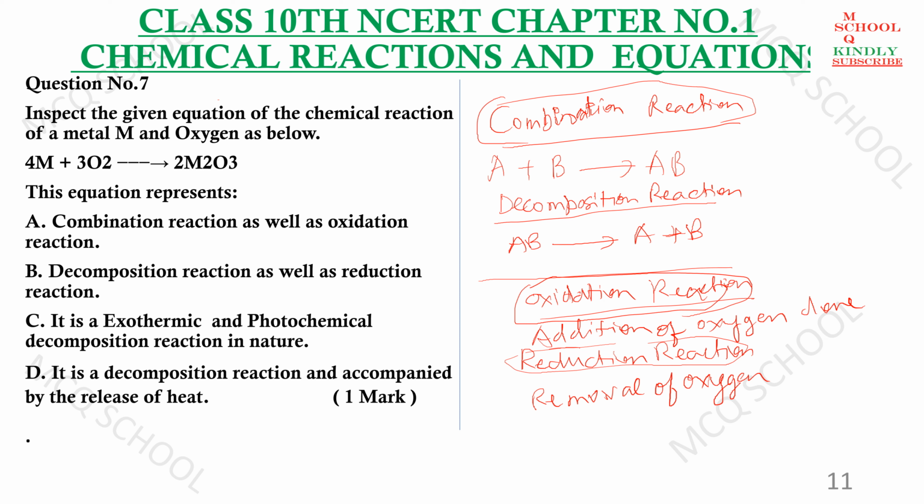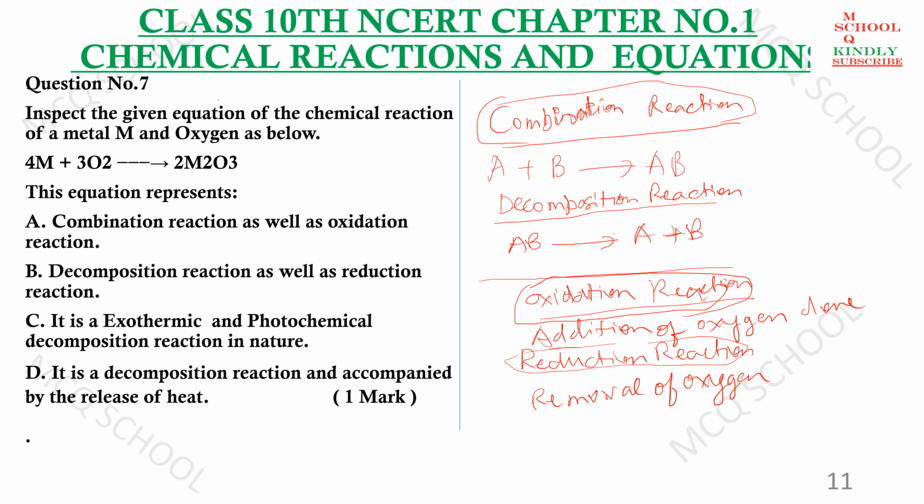Combination reactions as well as oxidation reaction. Here it is sort of A plus B combining to form AB, so it seems that it is a combination reaction. What is a decomposition reaction? In which AB dissociates to form A and B. So in our case, it is a combination reaction at first, and it is also oxidation, because oxygen is added to the metal to form metal oxide.